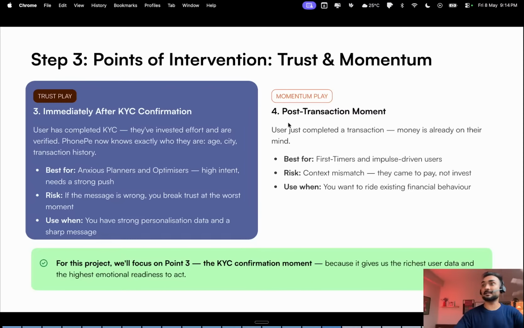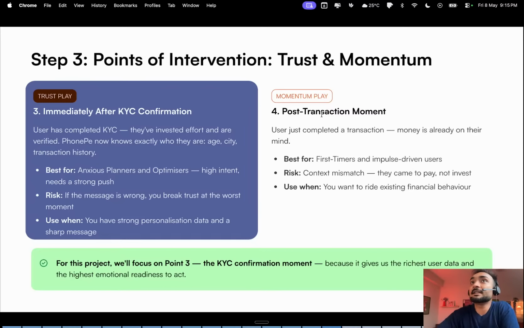Again, one of the frameworks that we'll be covering. Now, when do we do this trust thing? Immediately after KYC confirmation, right? Not everybody who is on PhonePe has completed KYC. What if right after their KYC, because they are in the trust zone, we put something like this there? Oh, now that you have completed KYC, would you like to either do a UPI payment or explore digital gold? That's also one thing.